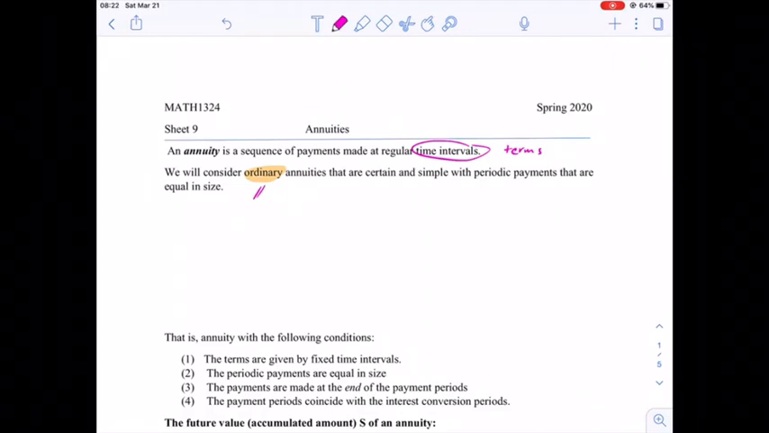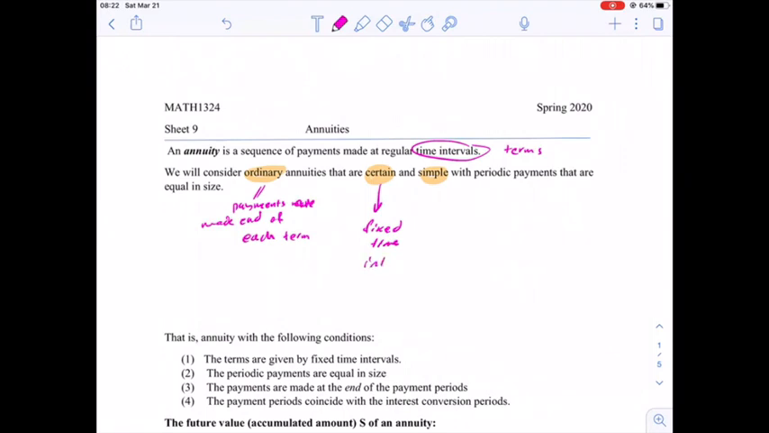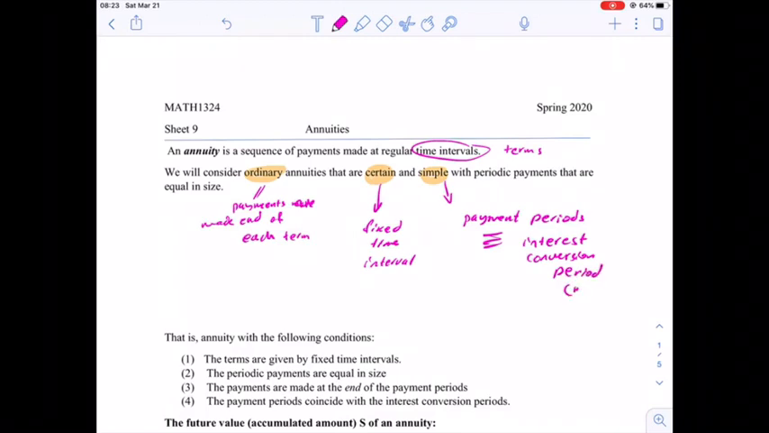Ordinary annuities mean that payments are made at the end of each term. For example, if you pay monthly, then you pay at the end of each month. And we also focus on certain and simple annuities. By certain annuity, we mean that the term is given by a fixed time interval. And by simple, we mean that the payment periods coincide with the interest conversion period. We denoted this as M.